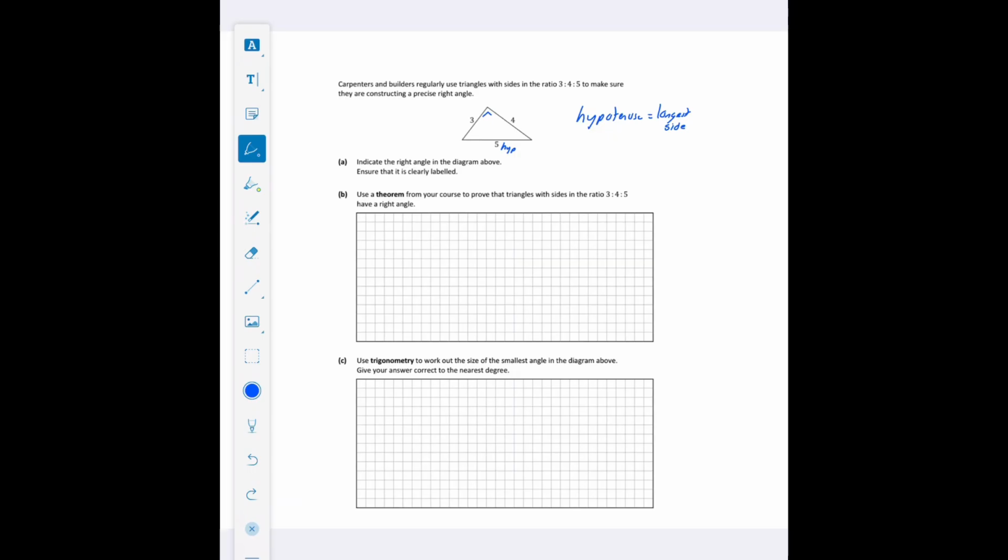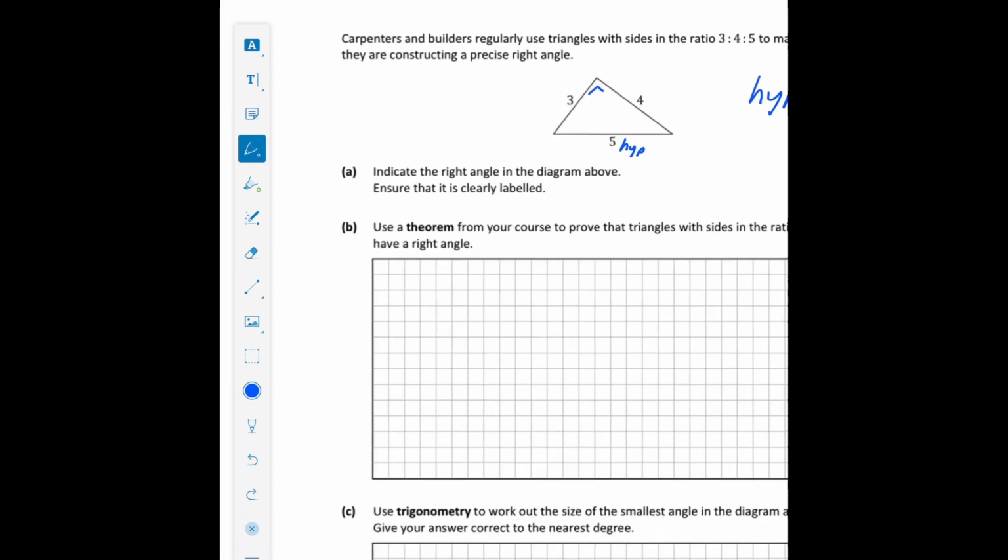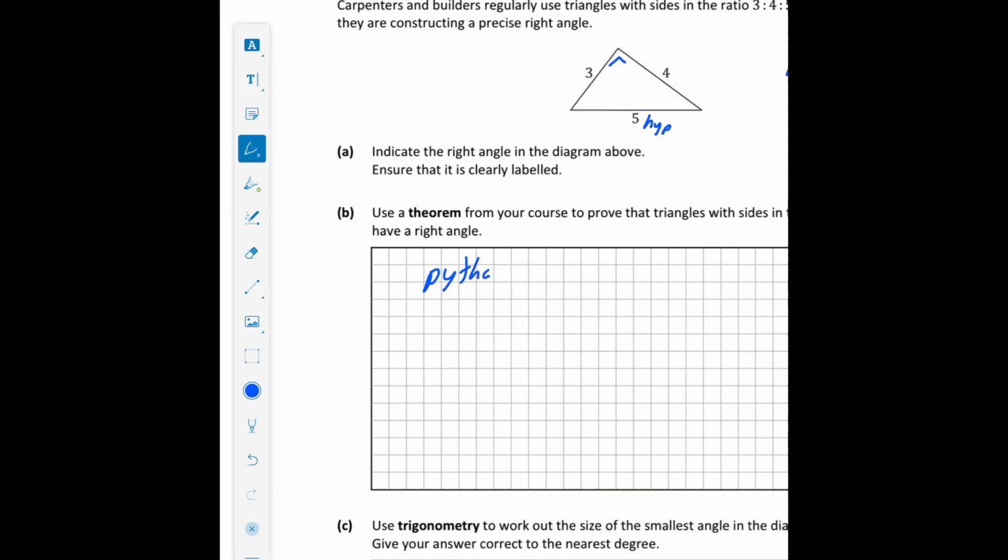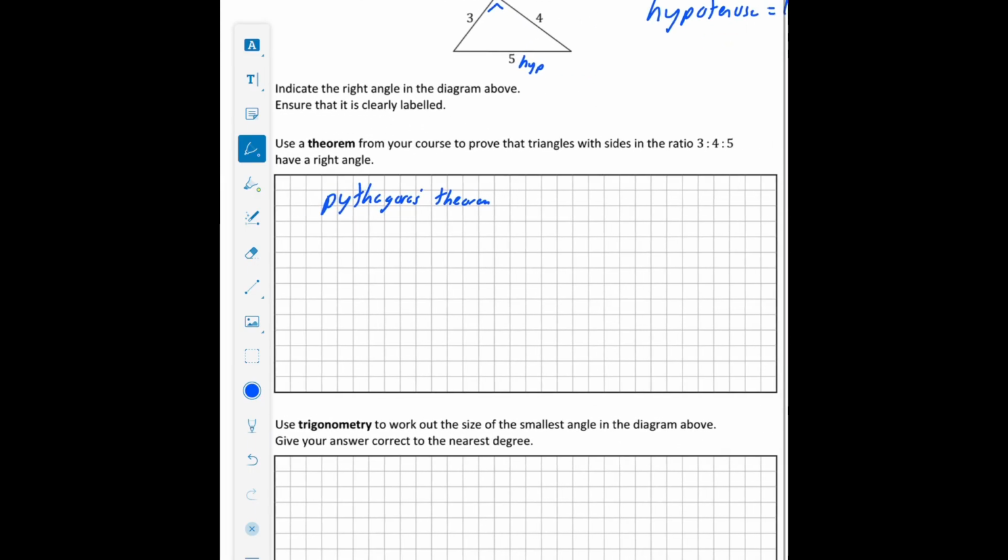Okay, next part. Use a theorem from your course. So there's a few theorems linked to geometry. You may not have done geometry yet, but from trigonometry, I'm immediately thinking of one theorem: Pythagoras' theorem. We're going to read the question first. Use a theorem from your course to prove that triangles with sides 3, 4, and 5 have a right angle. Triangle, theorem, right angle, all of those point to Pythagoras' theorem. So I'm going to draw out a triangle with sides 3, 4, and 5, like above. I'm going to draw it out the way we're used to.